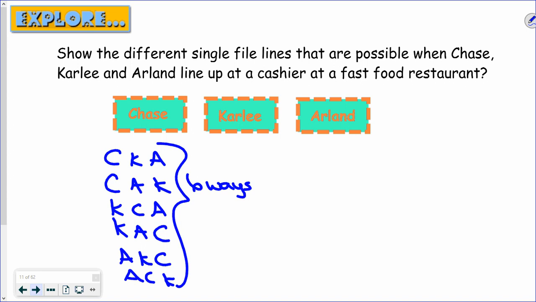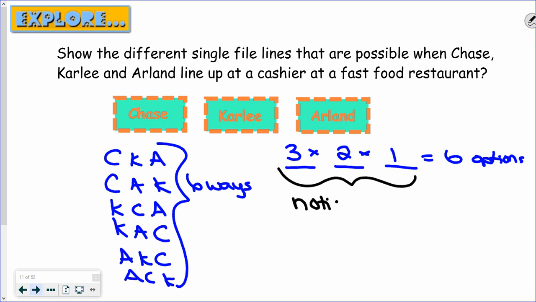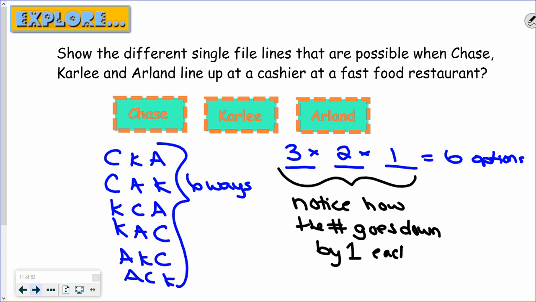In the last lesson, we learned that we can represent those ways using the fundamental counting principle. So we have 3 people. We have 3 options for the first spot. Once that person is selected, I have 2 options for the next spot, leaving me 1 option for the last, and I still get my 6 different options. In this lesson, we are going to look specifically at what happens here. Again, noticing how the number goes down by 1 each time. That's going to become really important as we start talking about what a factorial is and how we can use it.